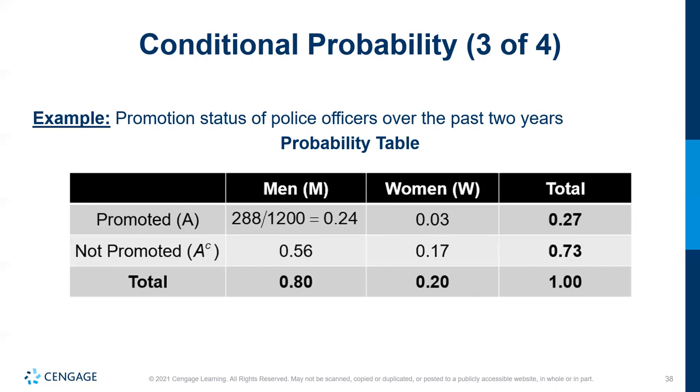So the promotion status of police officers in the past 2 years, we can create a probability table. And now we can see men were 80% of the promotions and women were 20% of the promotions. We can see this represents all possible promotions. We can see that of the men, 24% were promoted and 56% were not promoted, out of 0.8 total and so forth. So this is called a probability table that, instead of pure numbers, just does the probabilities of each one happening out of the total.